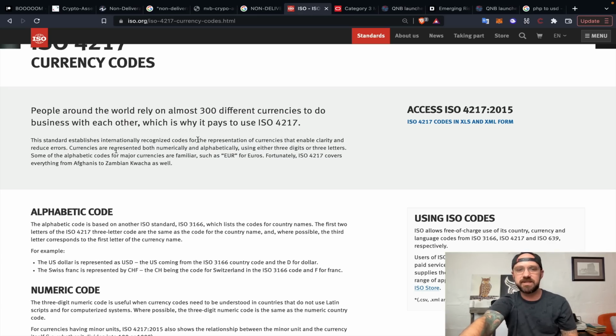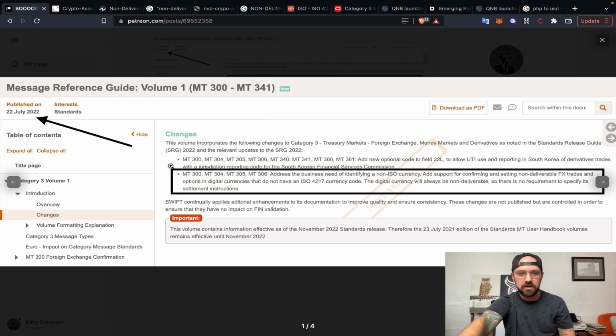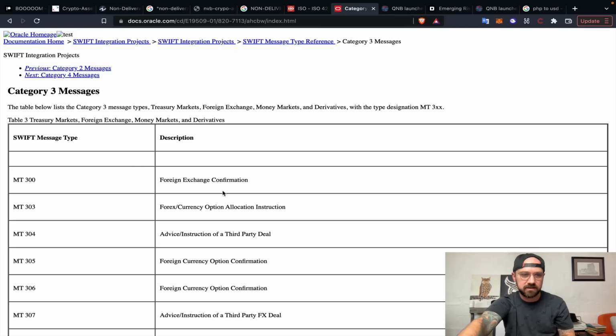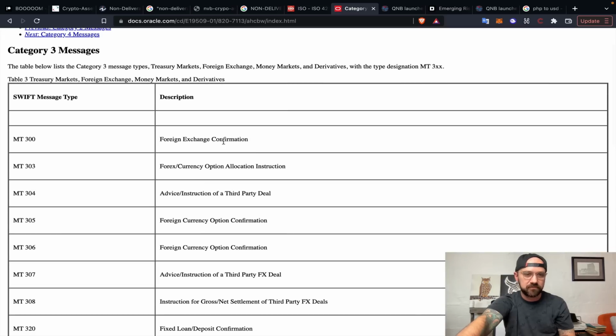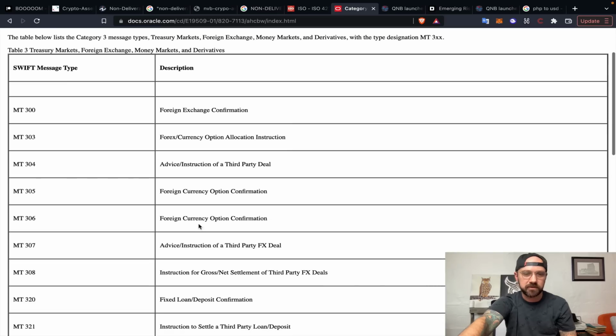ISO 4217, this is just showing you guys that these are the national codes for fiat, the USD, Euro, etc. Category 3, we can see right here from what was posted before. MT 300, 304, 305, and 306 are what's going to be affected. 300 is foreign exchange confirmation. 304 is advice/instruction on a third-party deal. 305 is foreign currency option. 306 is foreign currency option confirmation.